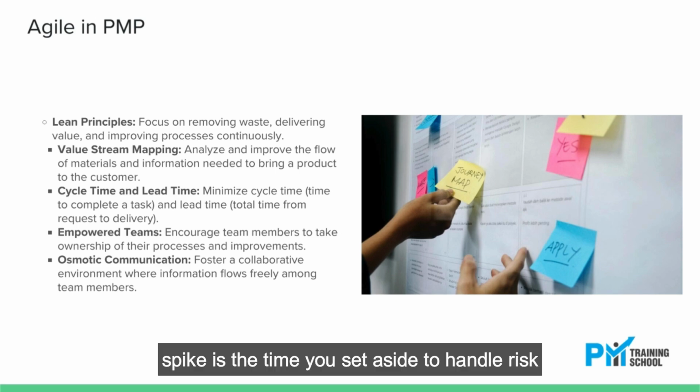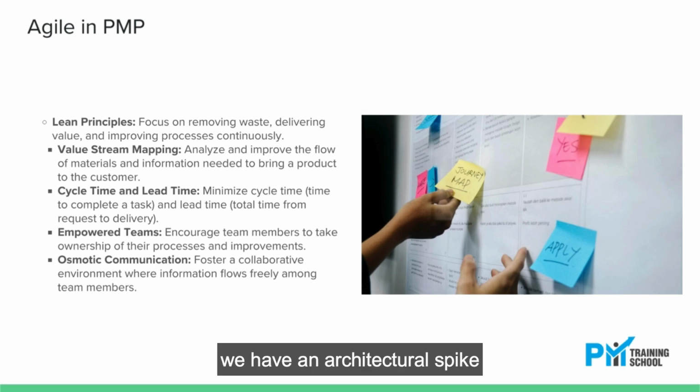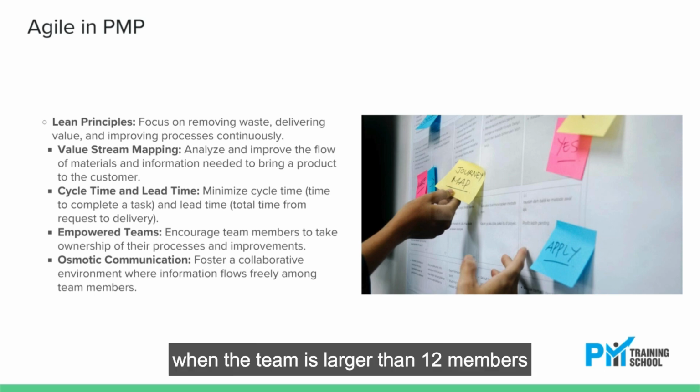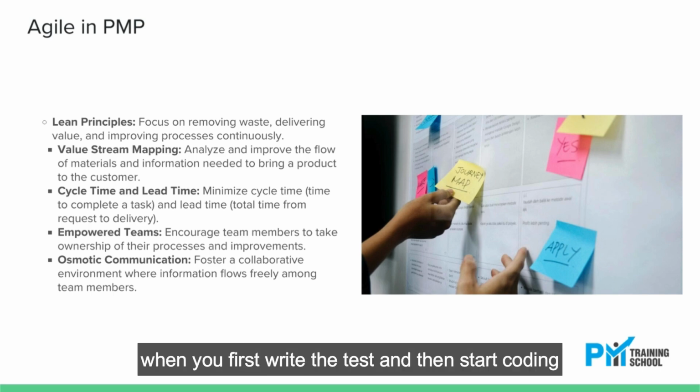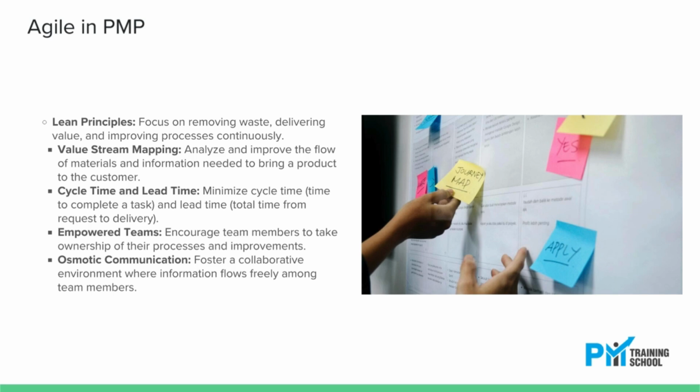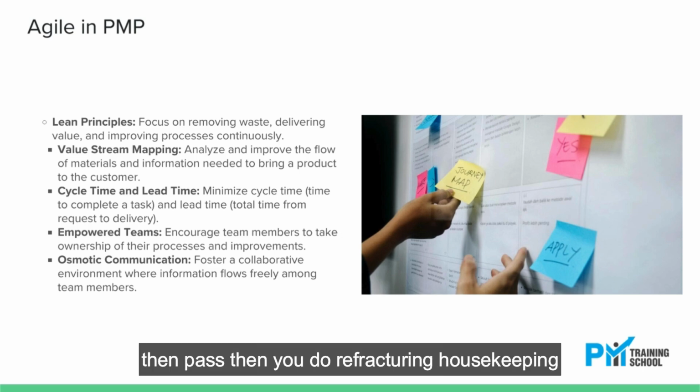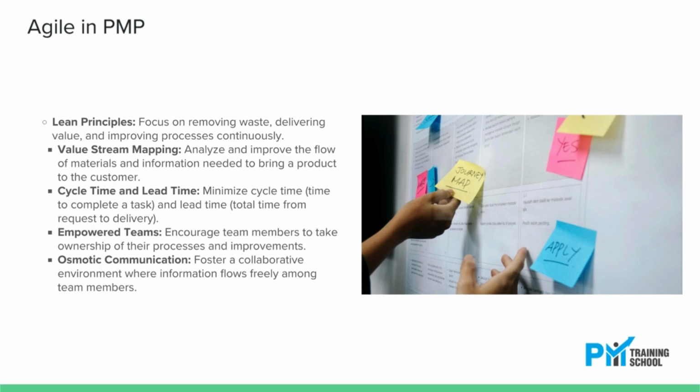Spike is the time you set aside to handle risk. We have an architectural spike proof of concept in Sprint 0 and a risk spike to handle risk. Scrum of Scrums, SOS: when the team is larger than 12 members, we can have multiple scrums. Test-driven development: you first write the test and then start coding. Initially, the test will fail, then pass. Then you do refactoring, housekeeping, cleaning code.